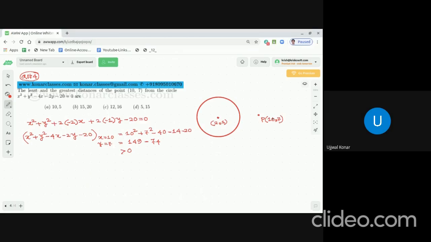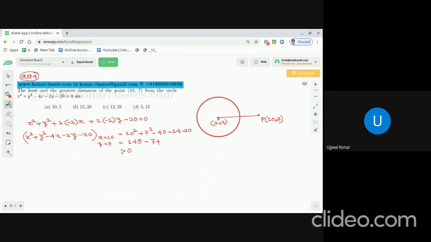So now what is the greatest distance and what is the least distance? That is very easy to find out, dear students. If we join a straight line from C to P, the greatest distance is nothing but the... before that, let me read the question once more. Find the least and the greatest distance of the point 10 comma 7 from the circle. Okay, so what will the greatest distance be?